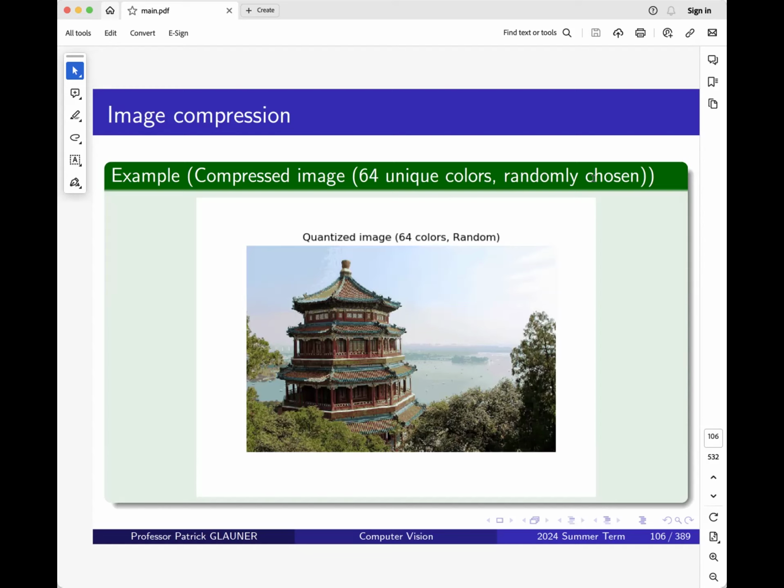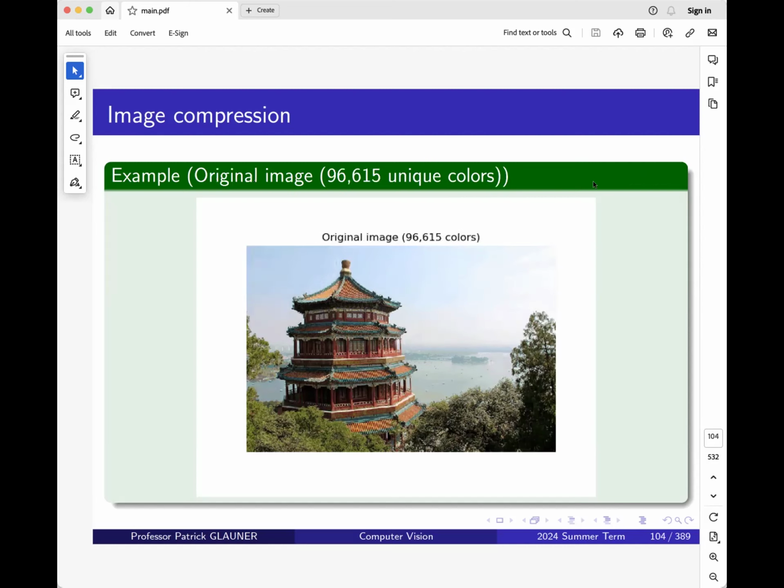Now, rather than picking colors randomly, we could sort of pick the best 64 colors so that we have as little loss as possible in the image. What we essentially just need to do is find a good way to determine 64 colors so that when we have all the other pixels mapped to one of these 64 nearest colors, we have as little loss as possible.